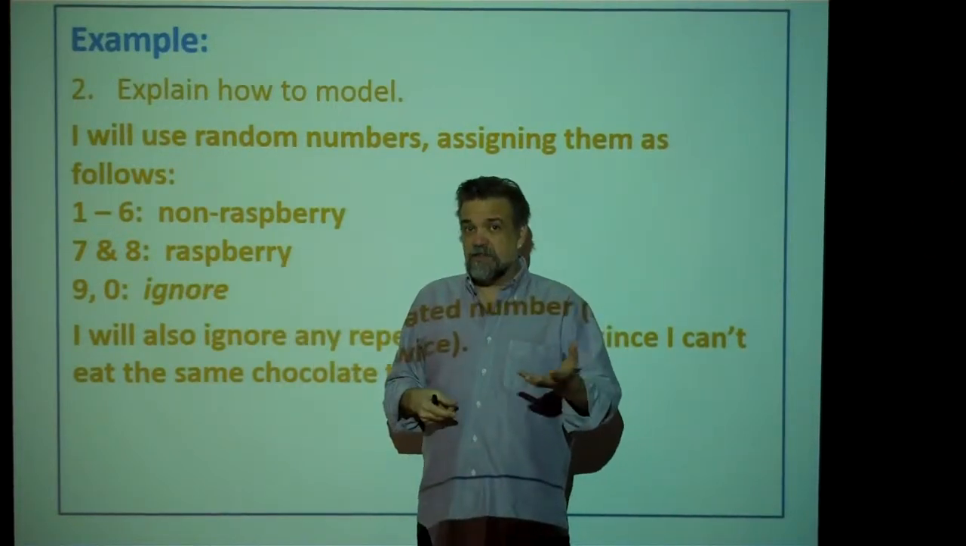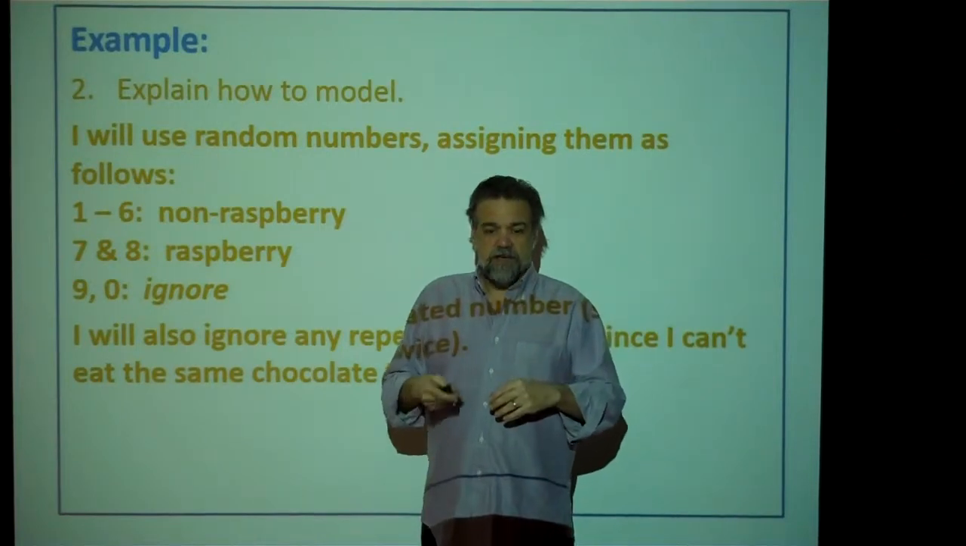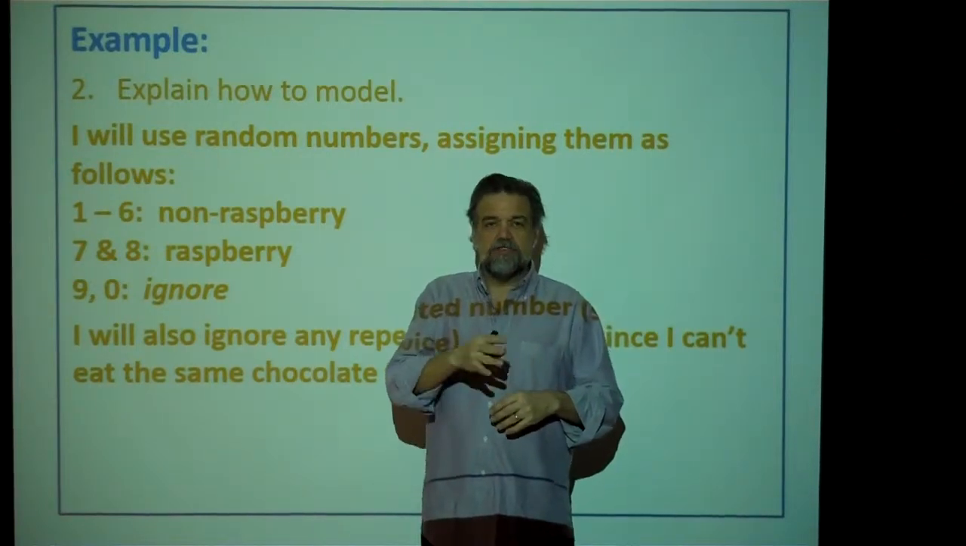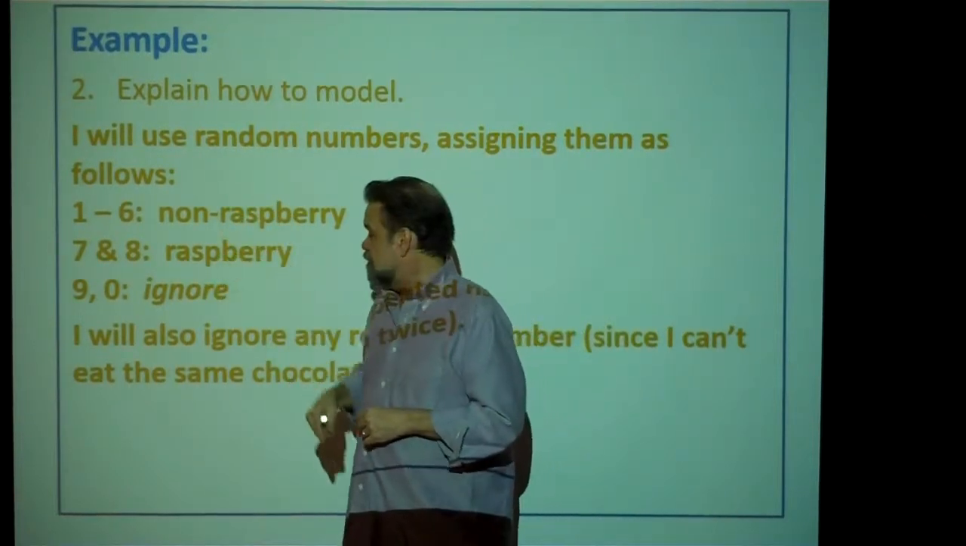I've also got these other digits, 9 and 0. What do I do with them? Blow them off. Ignore them, okay? Every time I come to a 9 or a 0, I'll just ignore it and I'll move on to the next digit, okay? So that's how I'm going to assign my digits.